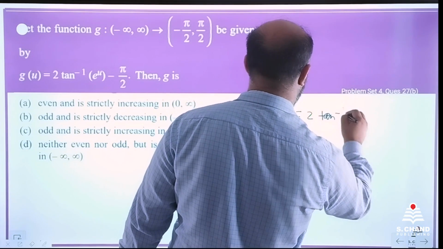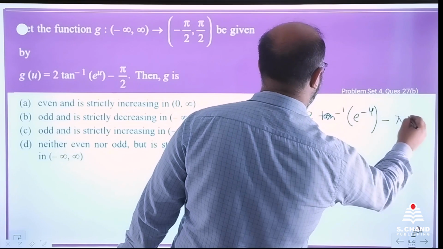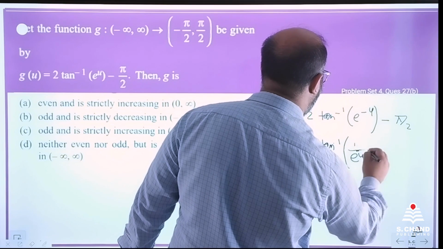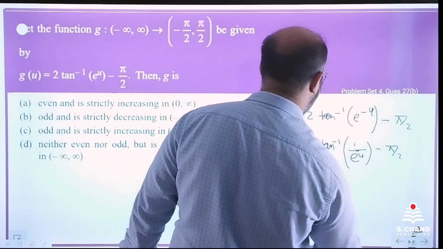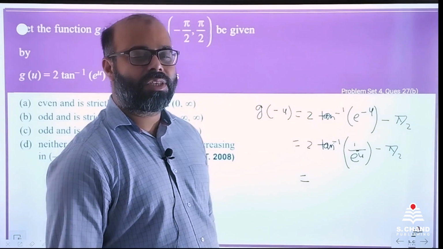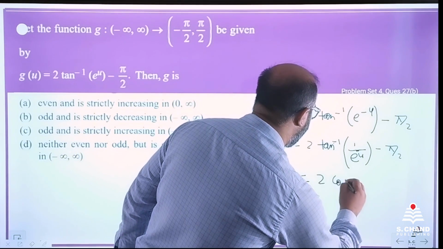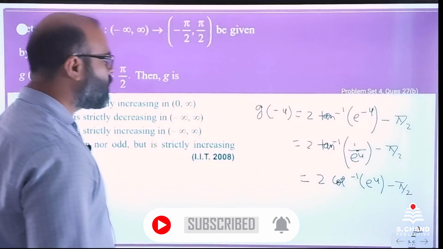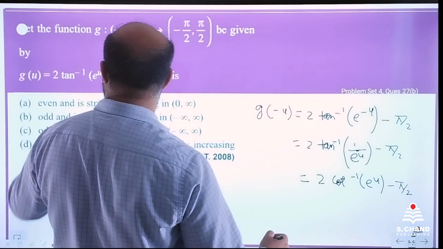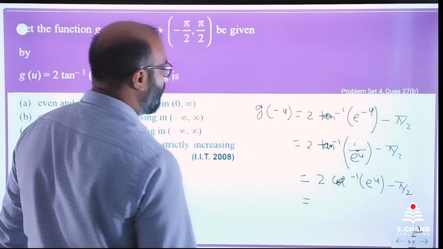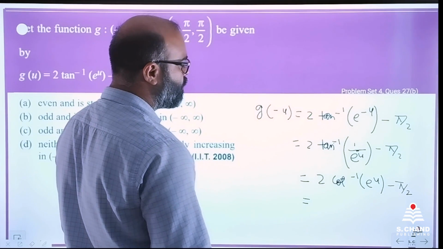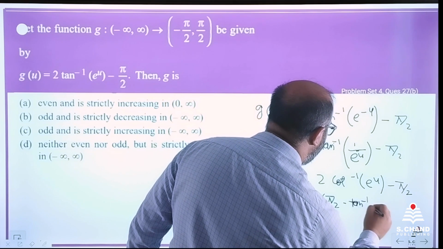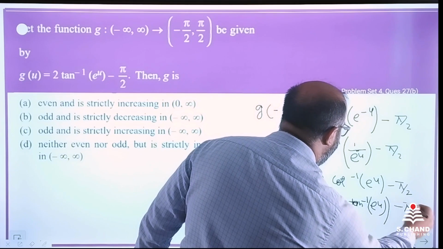2 tan inverse e to the power minus u minus pi by 2. This will become 2 tan inverse 1 by e to the power u minus pi by 2, right? Now tan inverse of 1 by x is equal to cot inverse of x. So this is cot inverse of e to the power u minus pi by 2. Now cot inverse of e to the power u is this one, and we can write it as pi by 2 minus tan inverse of e to the power u, and minus pi by 2 is outside.